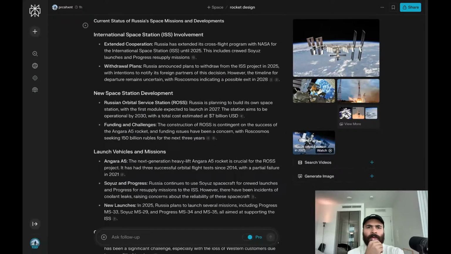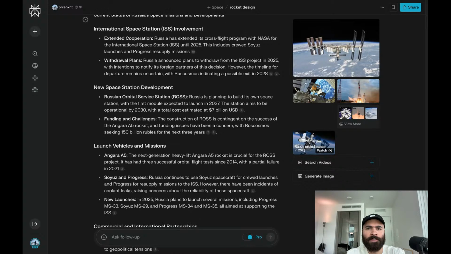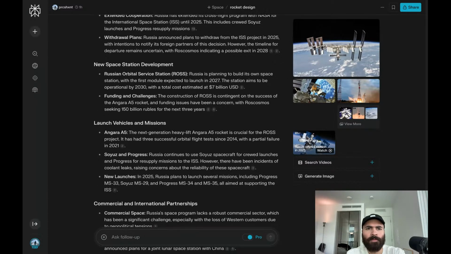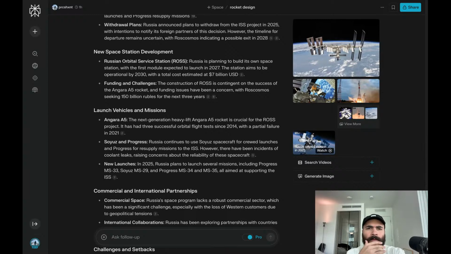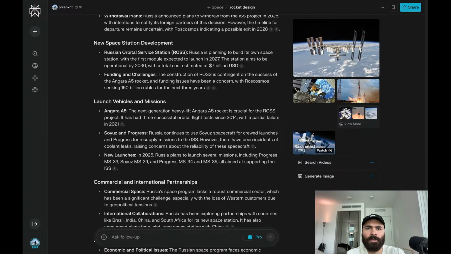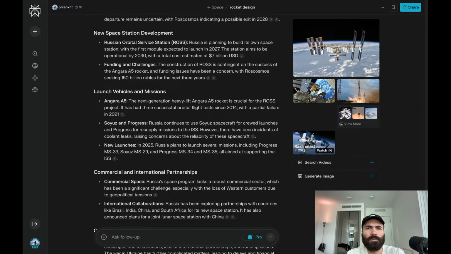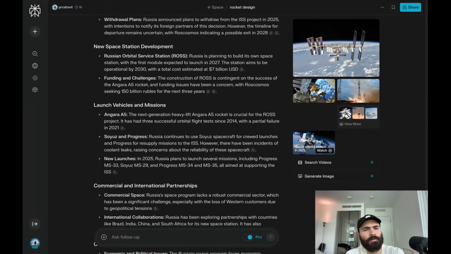Extended cooperation. Extended its cross-flight program with NASA for the International Space Station until 2025. This includes crewed Soyuz launches and Progress resupply missions. Announced plans to withdraw from the ISS project in 2025 with the intention to notify its foreign partners of this decision. The timeline for departure remains uncertain, with Roscosmos indicating a possible exit in 2028. Roscosmos.